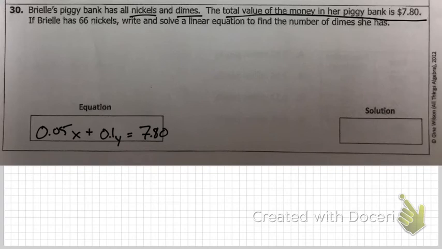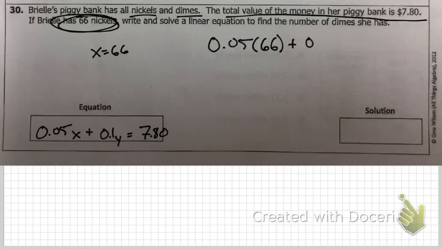So here's where I'm starting. Here's my equation that's given. Now they're telling us next we have 66 nickels. So do we know x or y then? So if we know x is 66, I can take my equation, substitute in 66, and then what's my only variable left that I can solve for? y. So 5 times 66 is what? 5 times 60 is 300 plus 30 is 330. So $3.30.